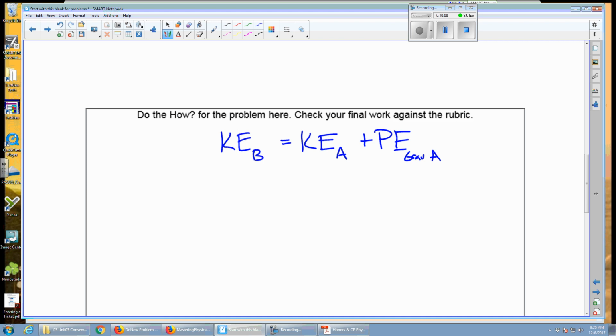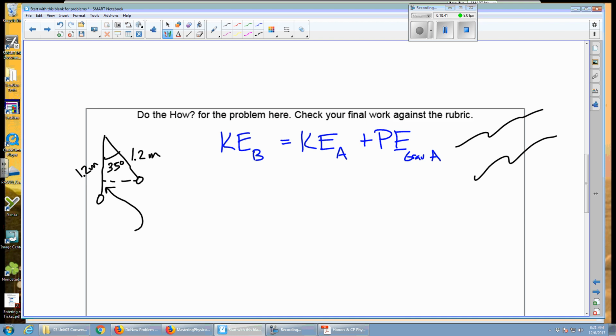I think I need my little diagram, like I did other times. Do I need to write down my valid equations? I'll do this, same as the other two. Let's see. Bring it here. 35 degrees. 1.2 meters. That little portion in there, oops, that's a horrible h, is going to be h, the height that it goes up, right?